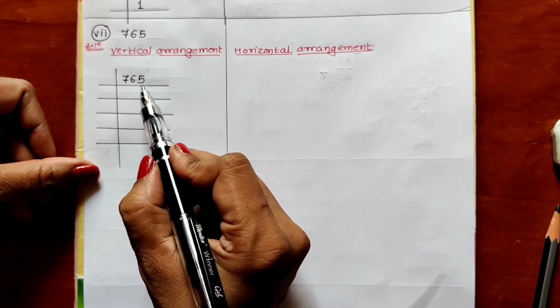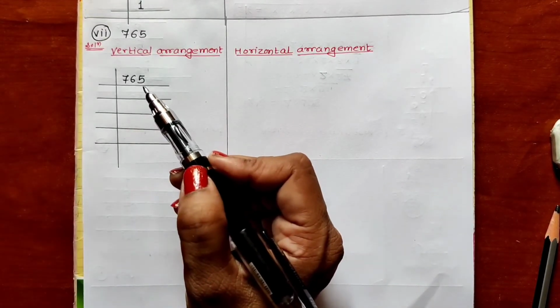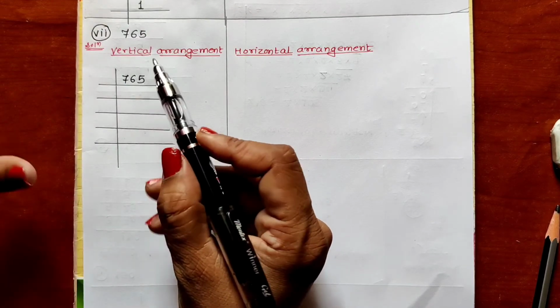5 is there in the unit place. That means this number will not be divisible by 2. Let us check the divisibility of 3.